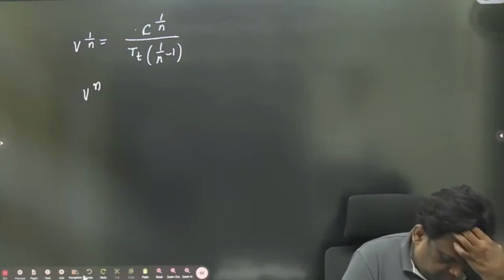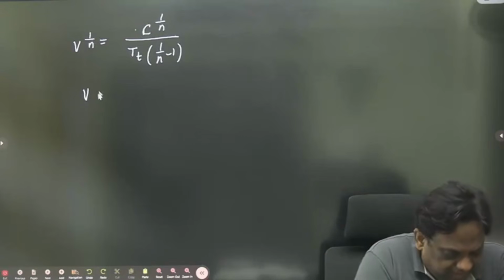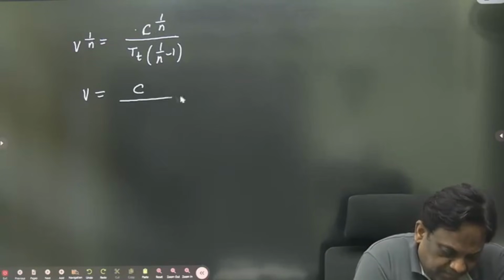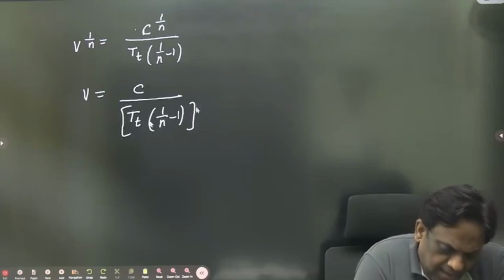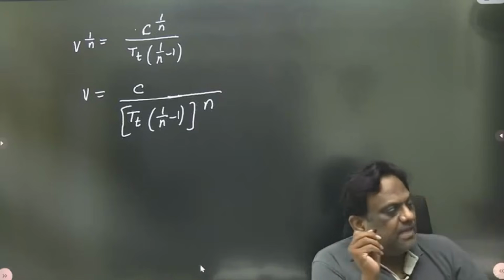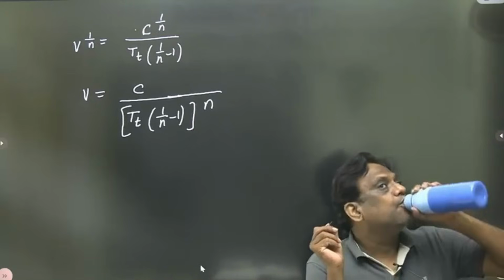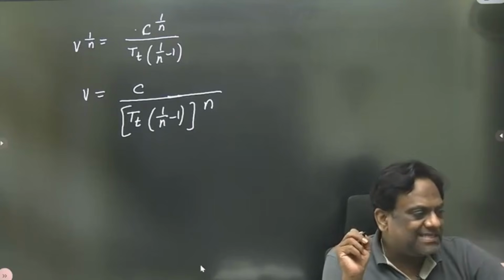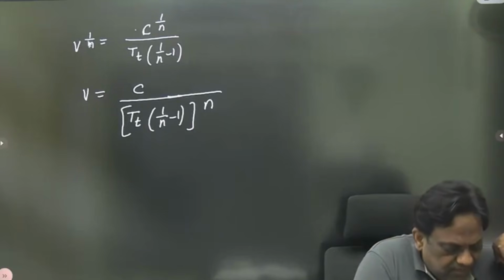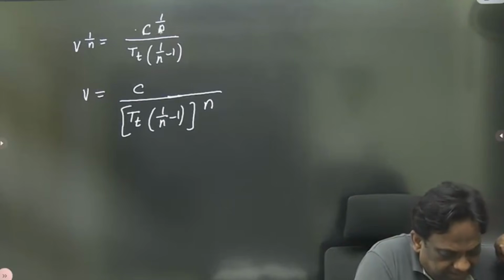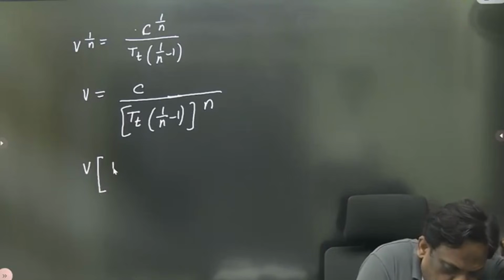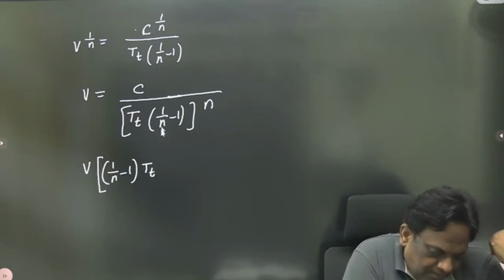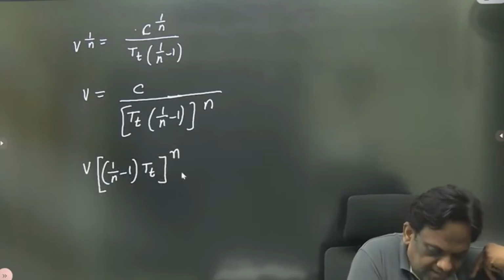Sorry. If I raise power n, n by n is gone. If I raise power n, it will be C by 1 by T, 1 by n minus 1 whole power n. I'm raising both sides with power n. Please tell me, is it clear? n by n gaya. So, okay. This I'll write as V into 1 by n minus 1 into TT, whole power n is equal to C.